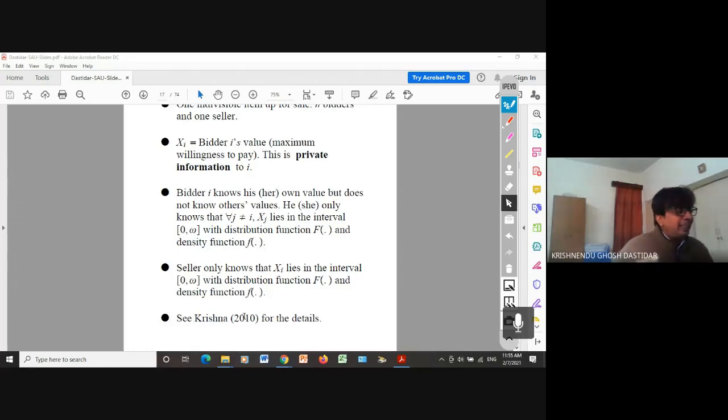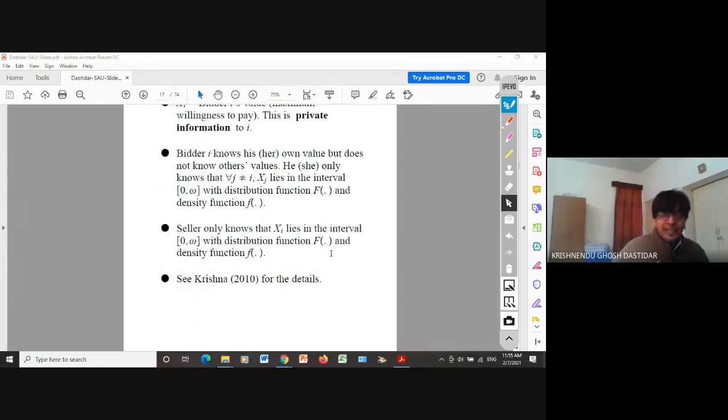Now Vijay Krishna's textbook, which I mentioned here, Krishna 2010, gives a very nice depiction of this benchmark model. You can read that. So there are these bunch of potential bidders. I know my own value. I don't know others'. I only know others' values are distributed over this interval with this distribution function. And in the simplest model, we assume that these are independently and identically distributed. Okay, so everybody else's value is distributed over this interval independently and identically. Okay, that's the idea.